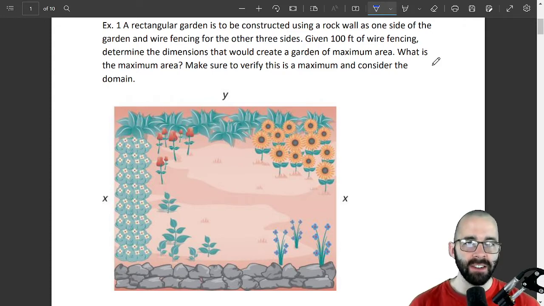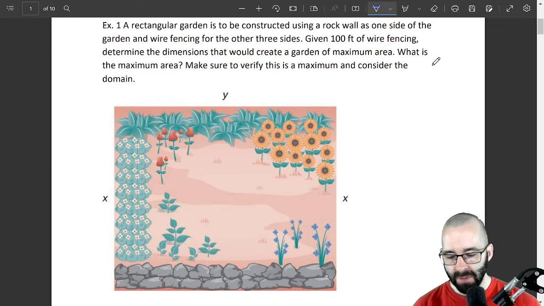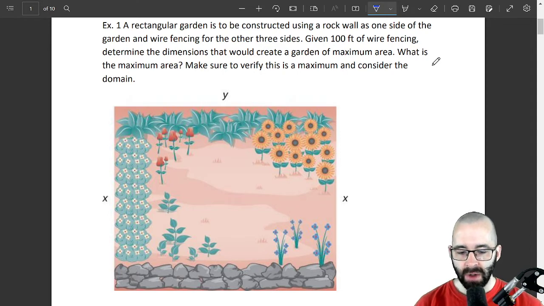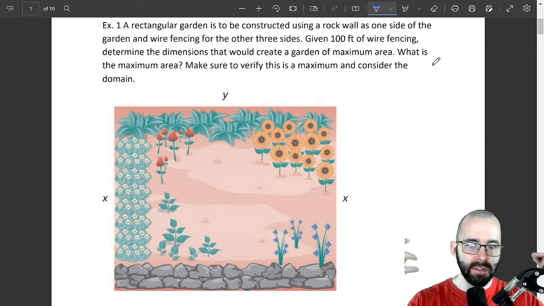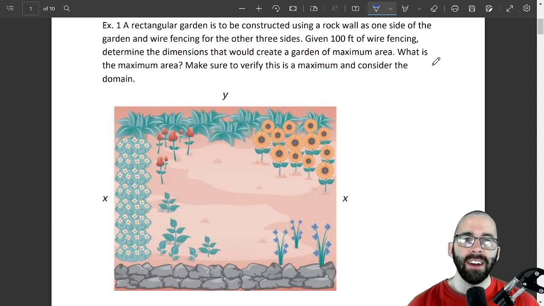So we have a rectangular garden that we're constructing using a rock wall as one side of the garden. So that's the bottom. We have a rock wall. And we're using wire fencing for the other 3 sides. So we're only fencing the 3 sides that you see, the x's and the y's. The rock wall is already fenced. It's a rock wall, all right? So we only have 100 feet of fencing total that we can use. What dimensions would create a garden of maximum area? What is the maximum area? And make sure to verify that this is a maximum and consider the domain.